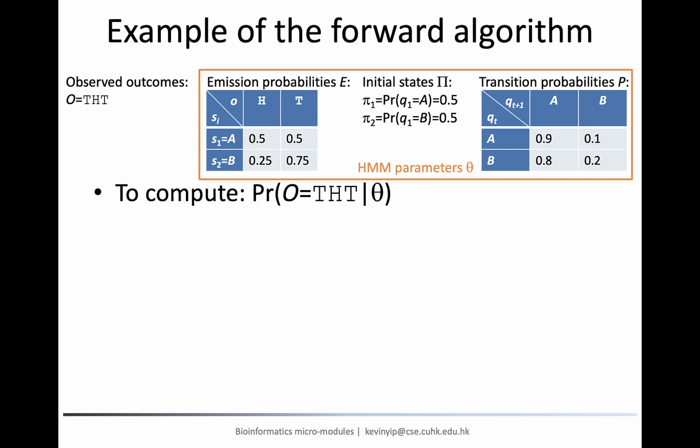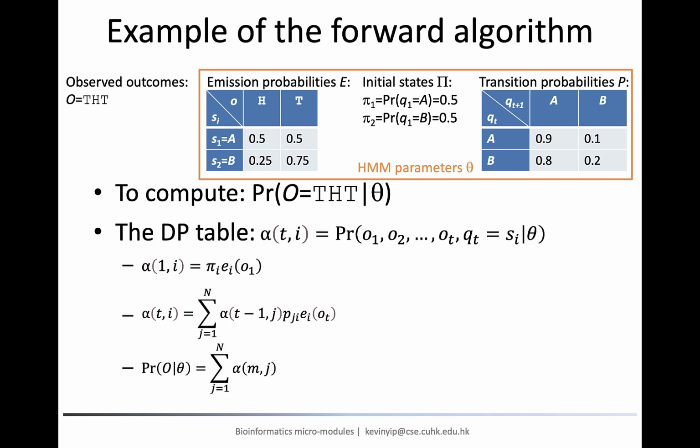Now, let's see an example of using the forward algorithm. Assume that we have the hidden Markov model shown, and a run of it has produced the observation sequence tail, head, tail. We want to compute the likelihood of this observation sequence. As a reminder, here we show the definition of the dynamic programming table alpha, the initialization formula, the recursive formula, and the formula for computing the final result.